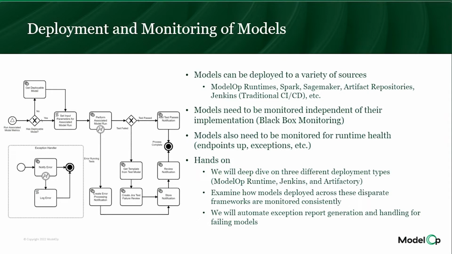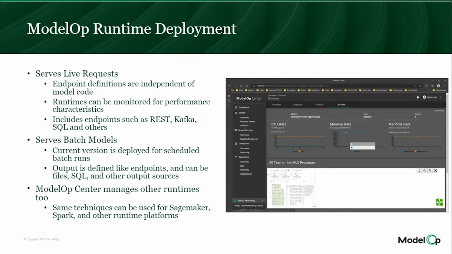Because if you remember, we've talked a lot about this in the previous sessions, we treat models as a black box when it comes to monitoring. So we just need to know information about the data. So even if a deployed model is an Excel spreadsheet, making predictions and storing them somewhere, we can still provide that consistent view of the models and how they're behaving or performing. So when we talk about ModelOp runtime deployment, that's going to be the first item we look at.